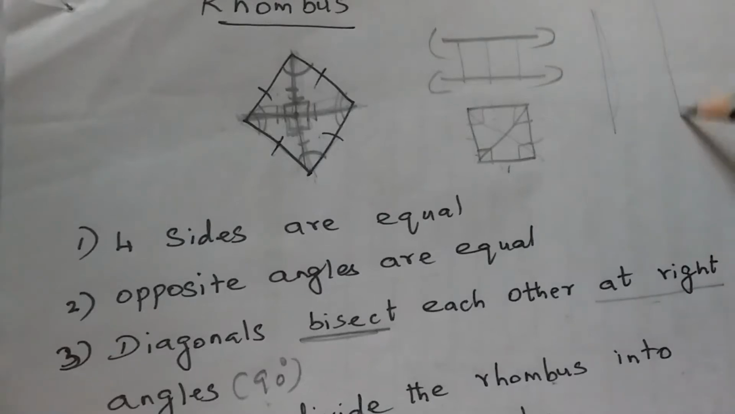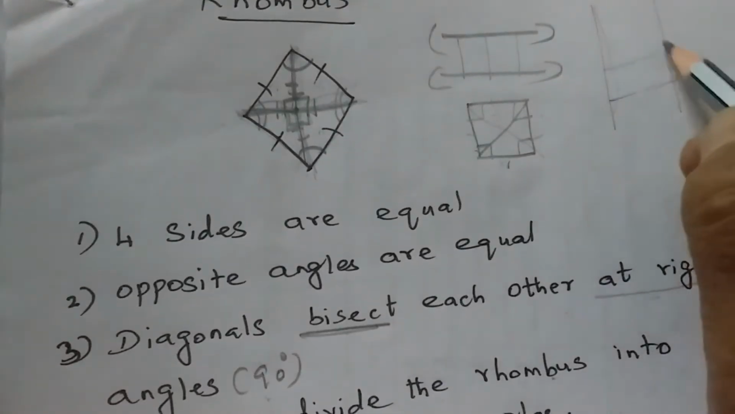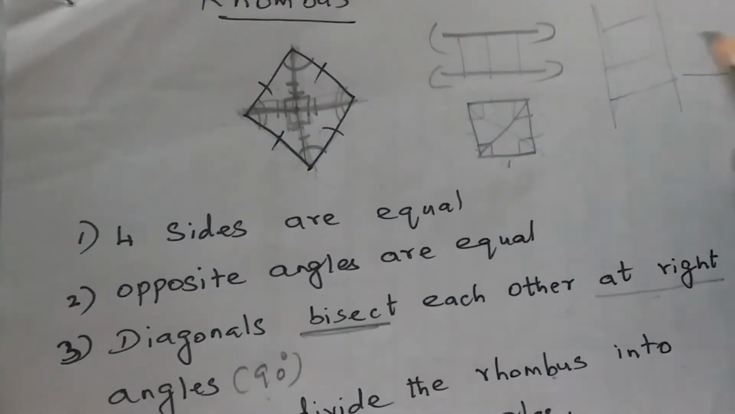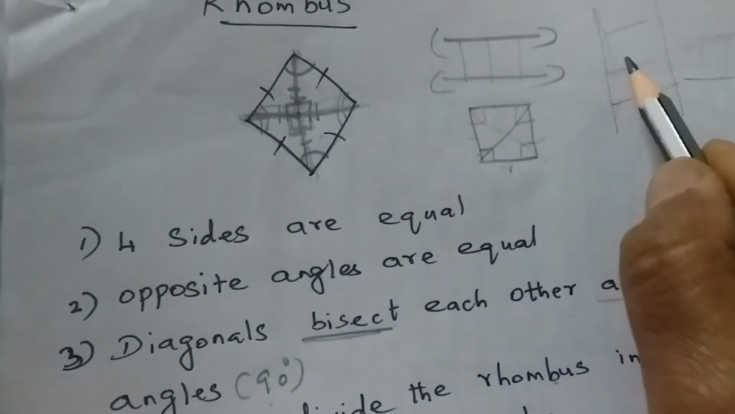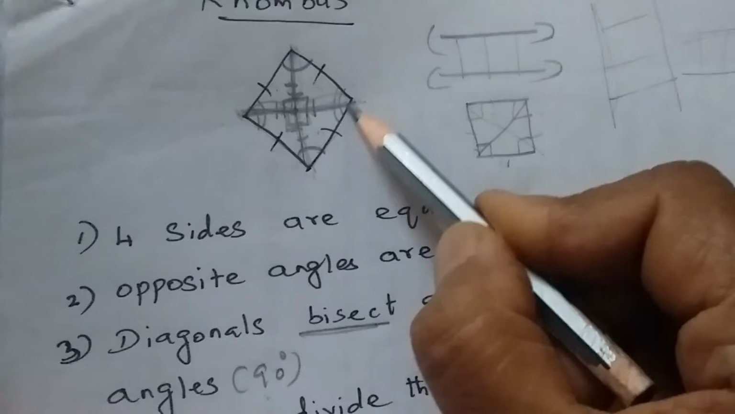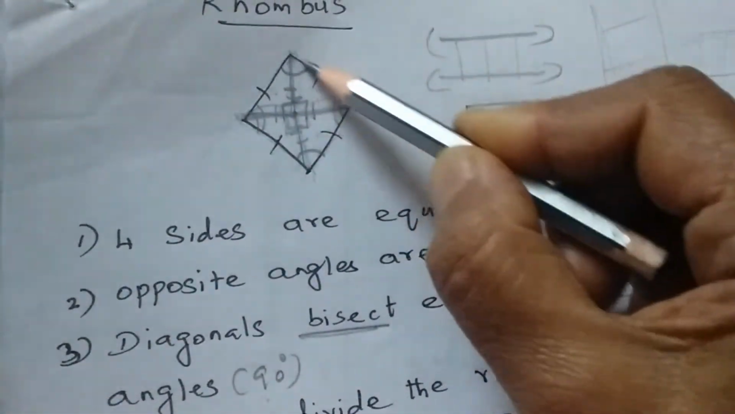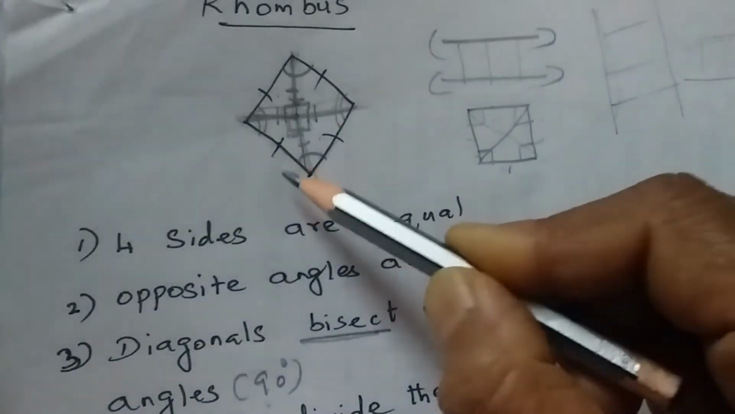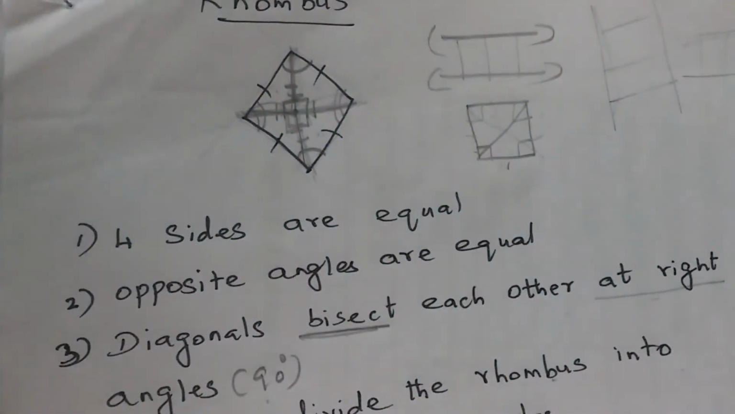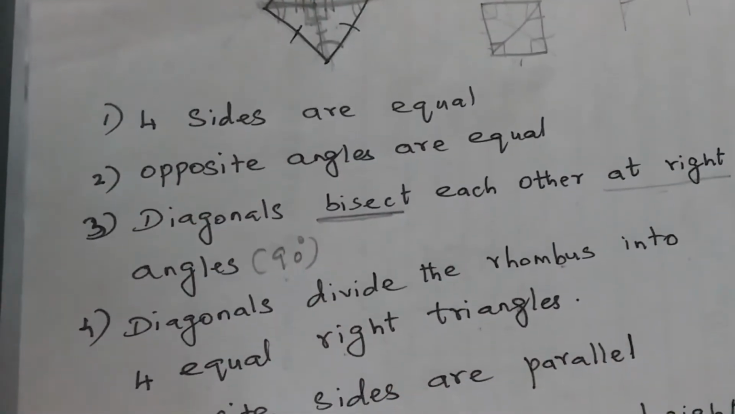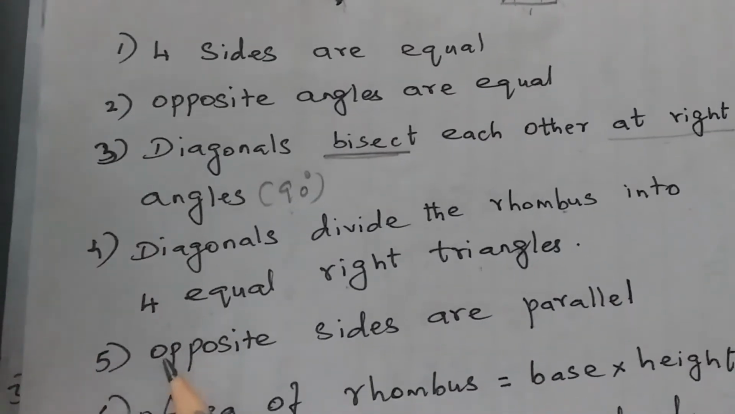The ladder we climb to reach the heights. The ladder and the train track are good examples for parallel lines. They never meet each other. Here, opposite these two sides, however you extend them, they will never meet. Even these two sides never meet. So opposite sides are parallel. These are the 5 important properties of a rhombus.